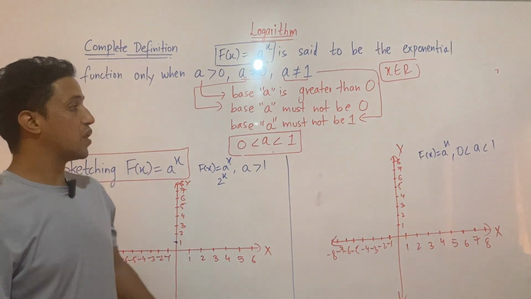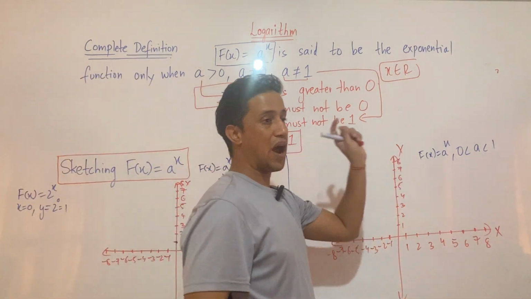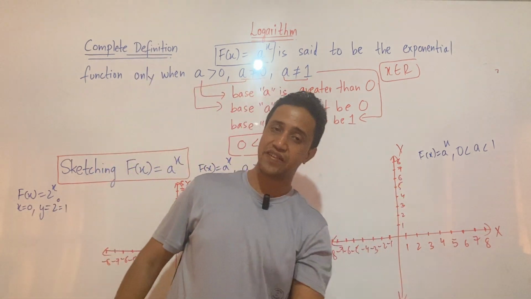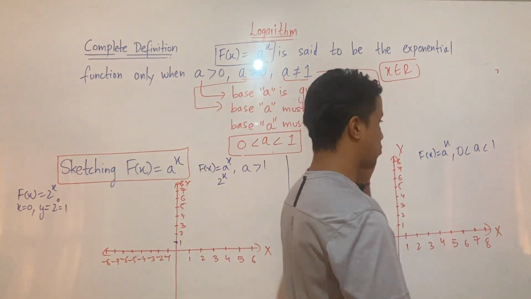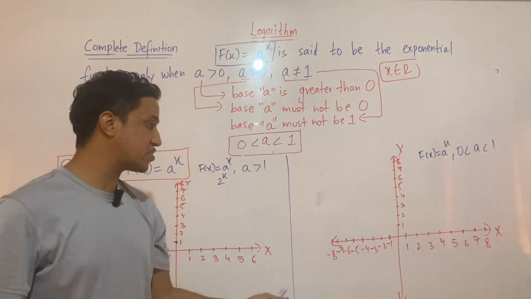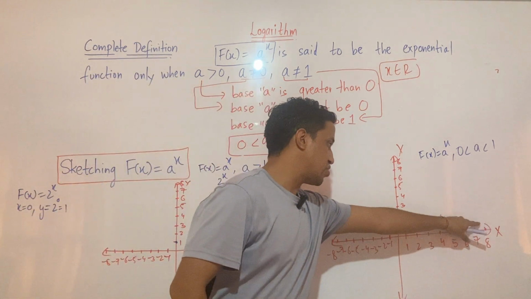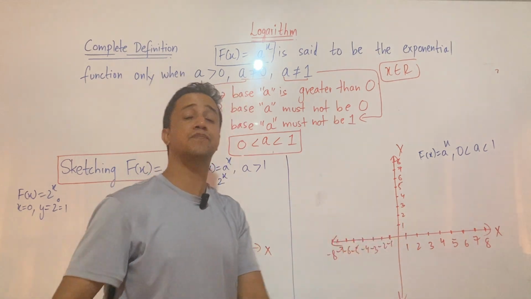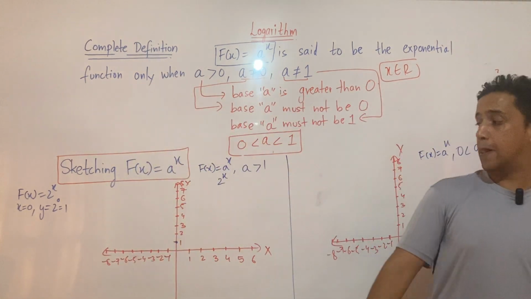No matter whether you are going to plot the graph of 0.1x or 0.5x or 0.2x or 0.6x, your sketch will pass through this y-intercept. You are going to see it later.